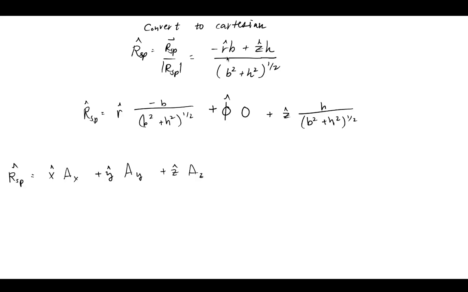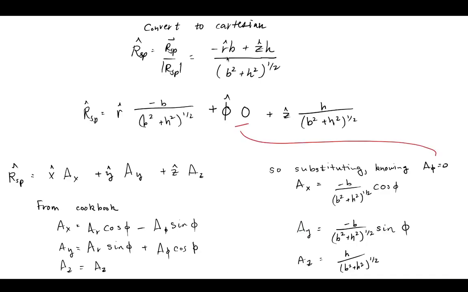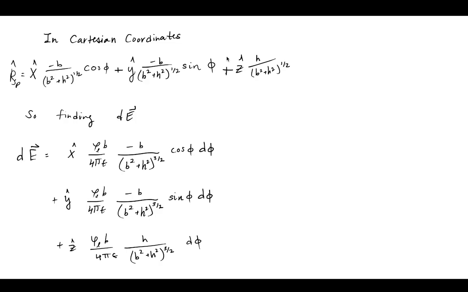So the R_SP we should convert into an x, y, z format, and from the cookbook or online you can find what the a_x, a_y, a_z terms should be. Now, realizing that the a_phi term is 0, we can find a_x, a_y, and a_z quite easily and perform this coordinate system exchange. From there, we have this R_SP vector in Cartesian coordinates x, y, and z. And what we can see now is that we have this dE term, but instead of r hat, we've been able to substitute the x hat and y hat terms.